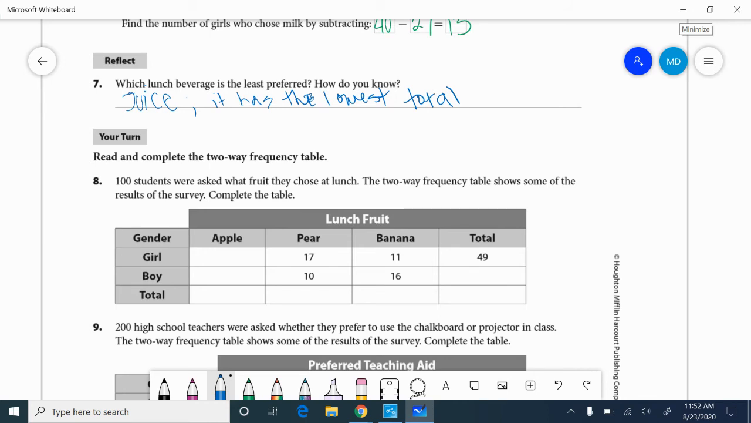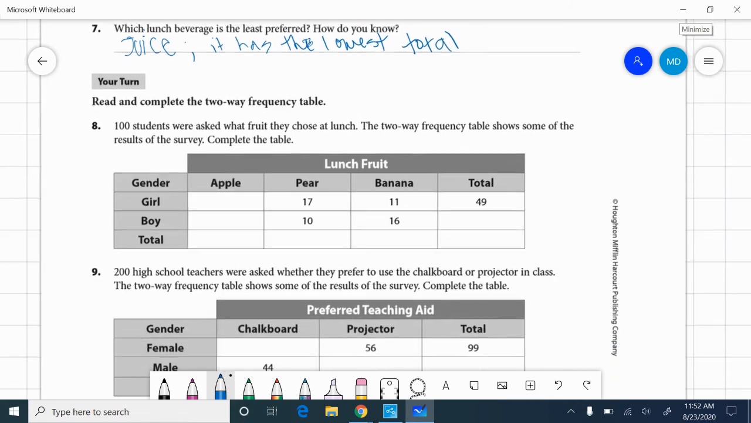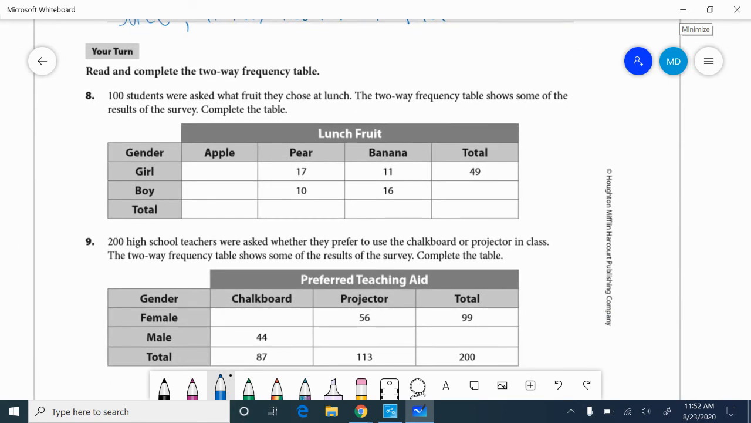Number 8, read and complete the two-way frequency table. And let's see, we have 100 students who were asked what fruit they chose at lunch. The two-way frequency table shows some of the results of the survey. Complete the table. Okay, so I'm going to take from this question the fact that 100 students were asked. So that's our total, and that's going to go right here. So 100 goes here.